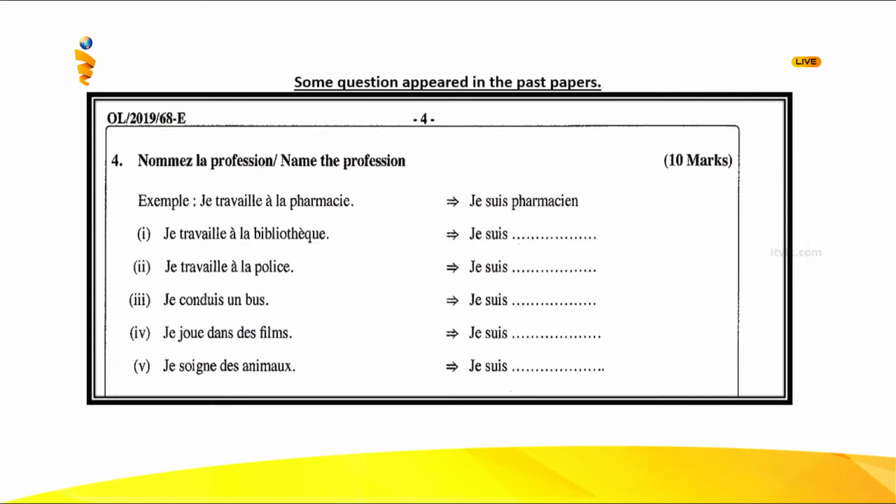Now, here we take some questions that had appeared already in the past papers. So, for example, if I take the 2019 paper, the 4th question is to name the professions. If I take the example, there is a guideline for you as "Je travaille à la pharmacie." So that you need to find the profession related to that explanation, and the profession is "Je suis pharmacien." Likewise, you have to look at the given sentence which explains the profession and identify it and write your answer related to the description given.